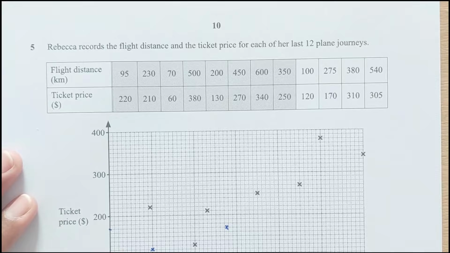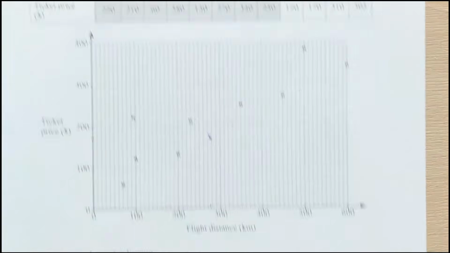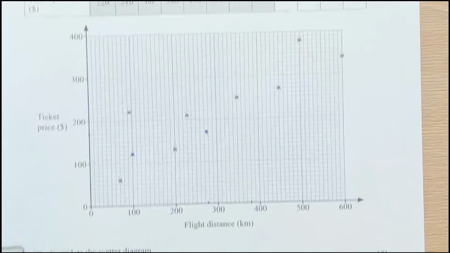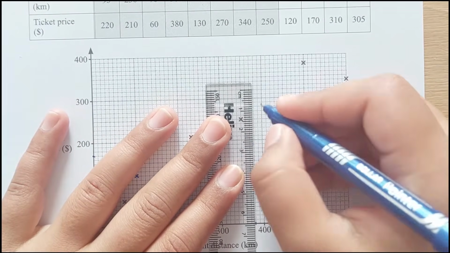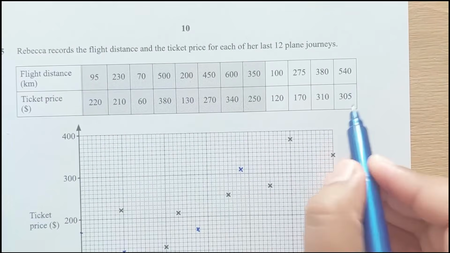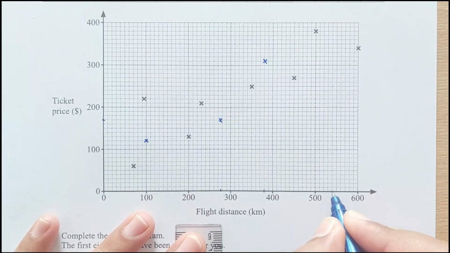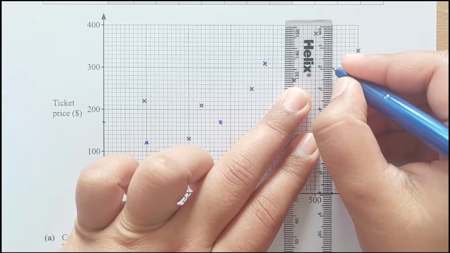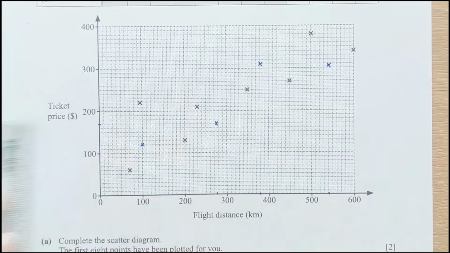The second last point is when the distance is 380 and the price is 310. 380 is this, and 310 is at the top. This is 380, and this is 300 and 310. Now the last is 540, 305. This line is 540, and this line is 300 and 310. So the middle is 305.